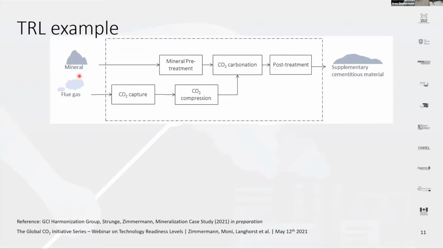So for the mineral carbonation example, which, by the way, we will also use in the next webinar, just following this one, we have the inputs mineral and flue gas, so mineral perhaps from an industrial waste, and the flue gas also from industry, and then we capture the CO2, compress the CO2, we pre-treat the mineral, then we do CO2 carbonation, post-treatment, and then we achieve our cementitious material.